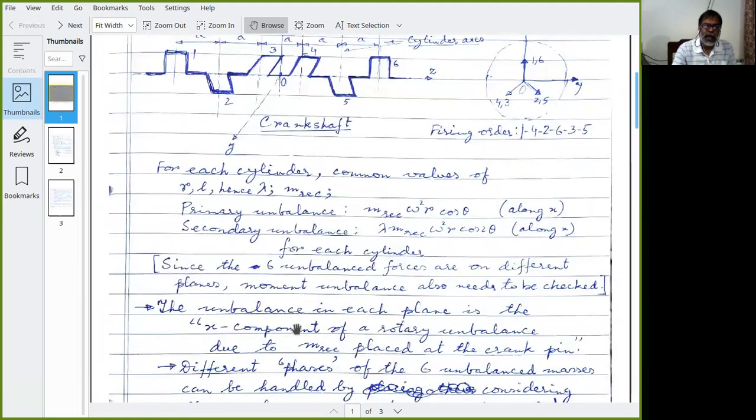So the unbalance in each plane is the x component of a rotary imbalance due to the reciprocating mass. In order to make the analysis reasonably straightforward, M reciprocating omega square r would be the centrifugal force, which would be the unbalance, and its x component would be cos theta, y component would be sin theta. Now we understand that here only the x component will be felt, the y component will not. But the x component will be the x component of that rotary unbalance.